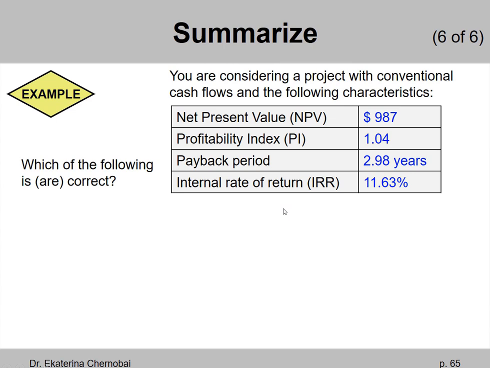Let's do another sort of very comprehensive problem. Here we have all 4 approaches used in one problem: the net present value, the profitability index, the payback period, and the IRR. So let's start from the beginning. You're considering a project with conventional cash flows and the following characteristics. The NPV equals $987. The profitability index equals 1.04. The payback period is 2.98 years, and the IRR is 11.63%.